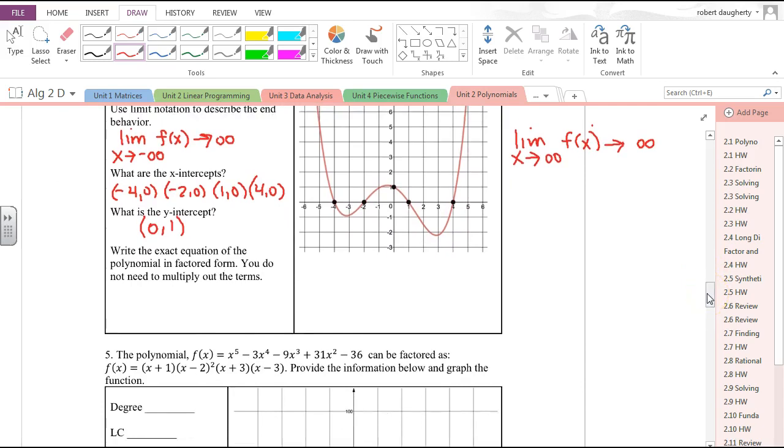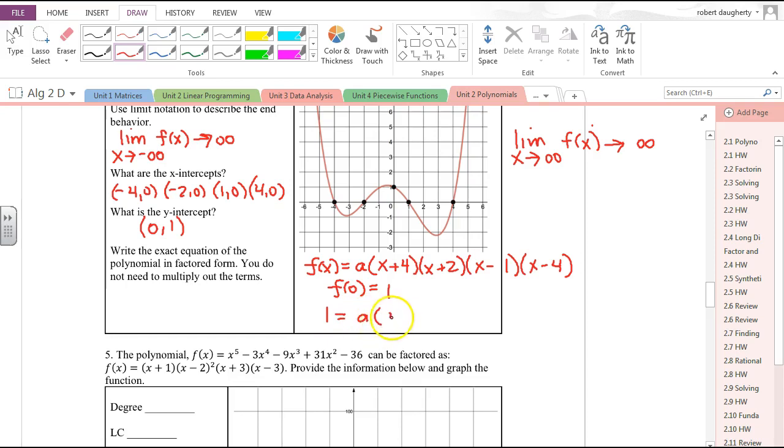Write the exact equation of the polynomial in factored form. You do not need to multiply out the terms. So this polynomial is going to be f of x equal some leading coefficient, and the factors are going to be x plus 4, x plus 2, x minus 1, x minus 4. Okay, but we know that f of 0, when you plug x equal to 0, you have to get a positive 1. So I know that 1 has to equal a.